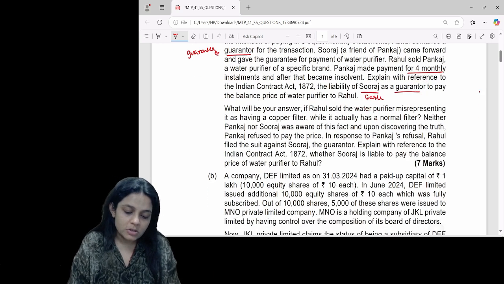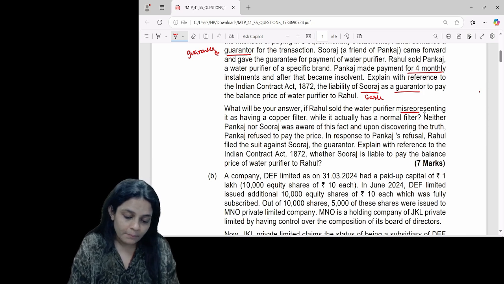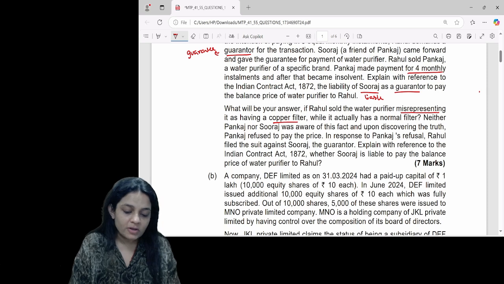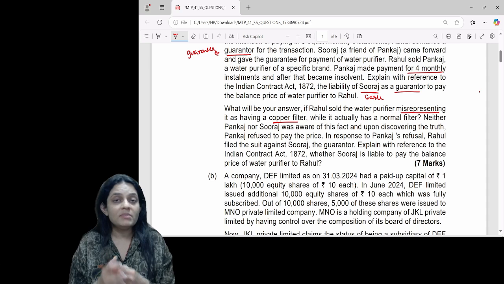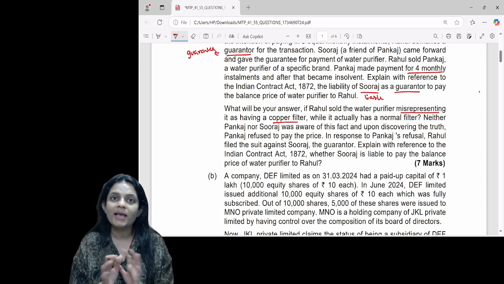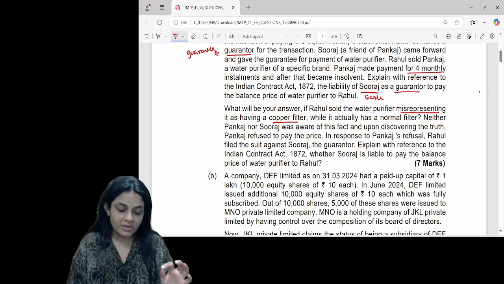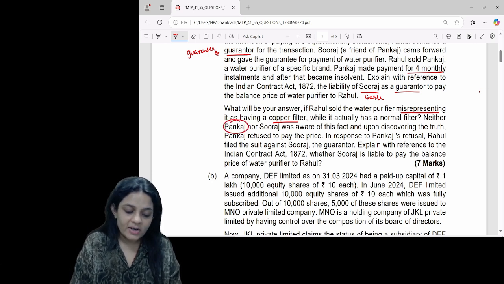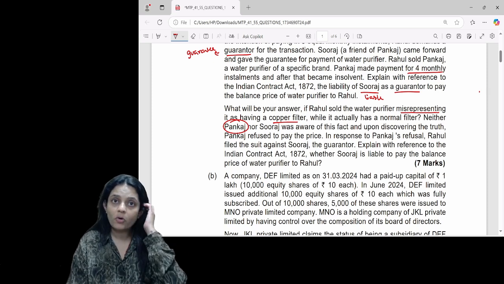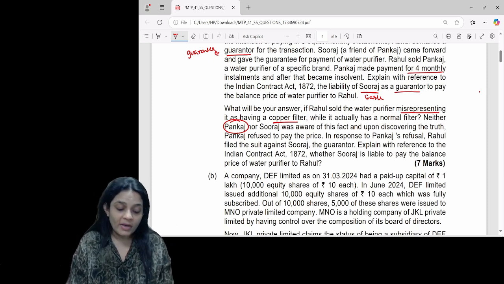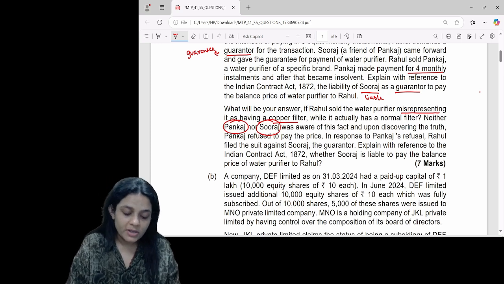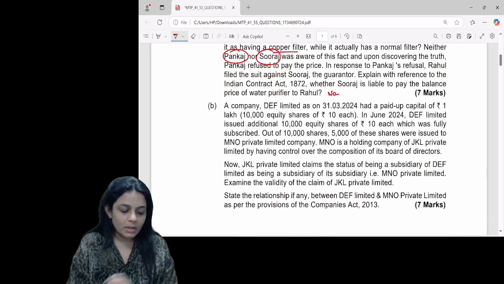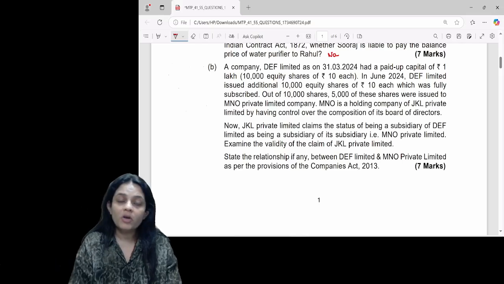What will be your answer if Rahul sold the water purifier misrepresenting it as having a copper filter while it actually has a normal filter? Neither Pankaj nor Suraj was aware of the fact until discovering the truth. So, when a guarantee is obtained by misrepresenting the facts, the surety has no liability. Here, because it was misrepresentation, can I say Pankaj has a right to avoid the contract? Yes. Pankaj avoids the contract, Pankaj has no liability. And very obviously, if Pankaj has no liability, Suraj also will have no liability. So is Suraj liable to pay? No. Moving on to the next question.